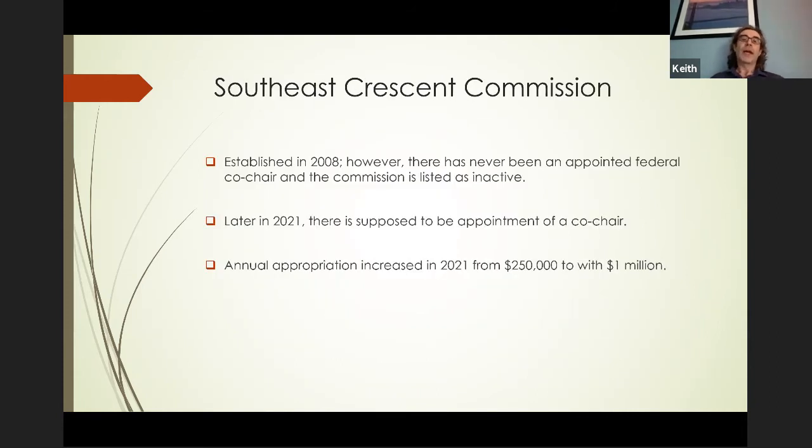And finally, the commission that I talked about earlier was established in 2008. It had never had a chair appointed, and it's been listed as inactive ever since. But later this year, it's supposed to get a co-chair, and the annual appropriations are supposed to increase to 1 million. So I think this might now be an impetus for data like this, and a closer analysis of it could help guide the efforts of the chair of that committee.